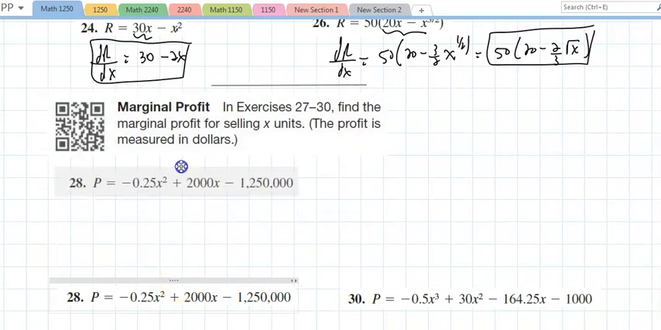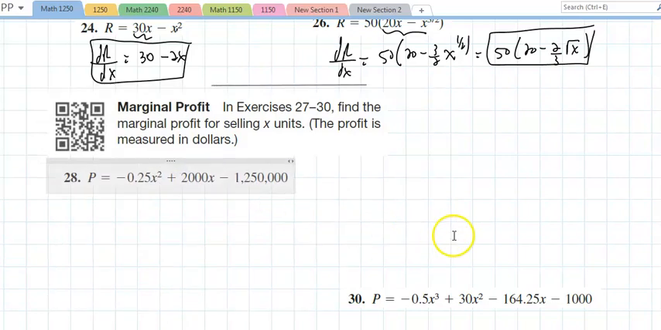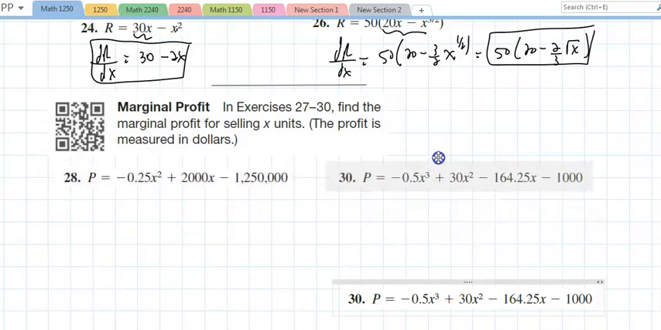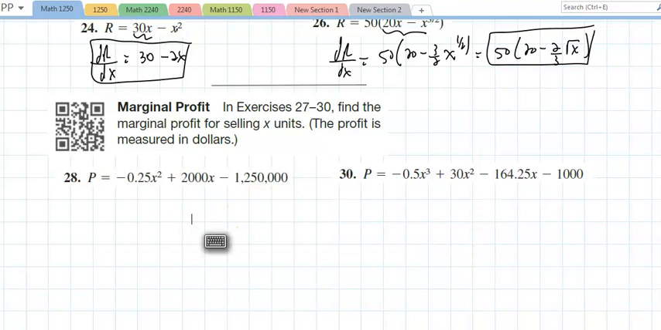And here is a marginal profit. This P is for profit. There's P for price and P for profit. They'll be very specific. It says find the marginal profit of selling X units. Well, the change in profit for selling X units is bring the power down. That's 50. Of course, you could use a calculator. Plus 2,000.